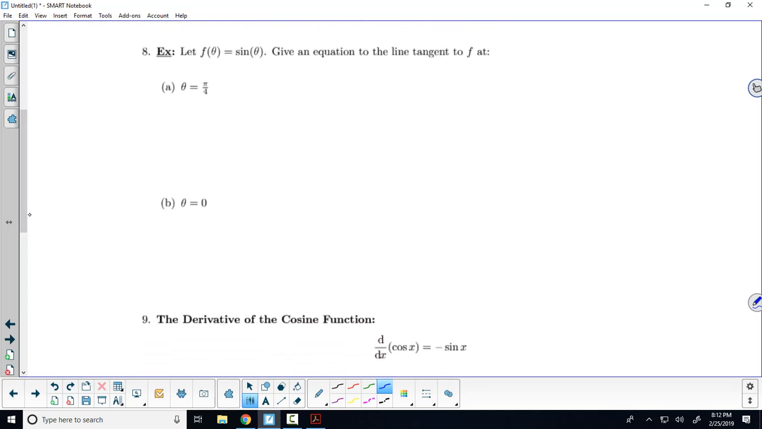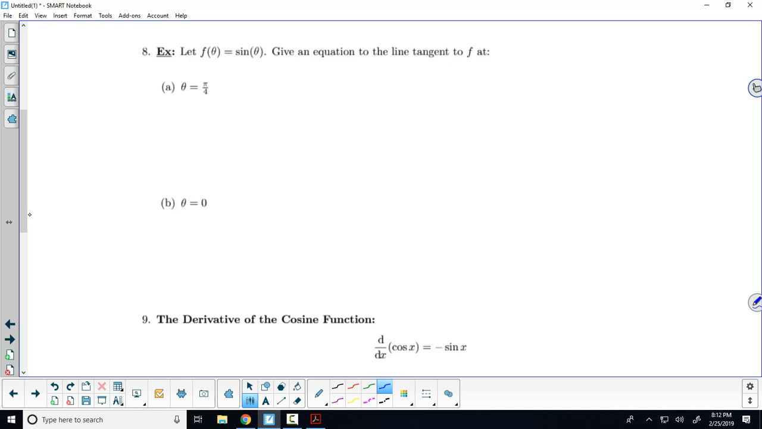Here I've got, and I'm sorry, I used the same letter. This confused somebody in my earlier class. I used the same letter here, but this is a brand new function. Every time I say let, I'm redefining the function, even if I've used that f before. So this is a new function here. F of theta is equal to the sine of theta. Okay. Give an equation to the tangent line of f at theta equals pi over 4.